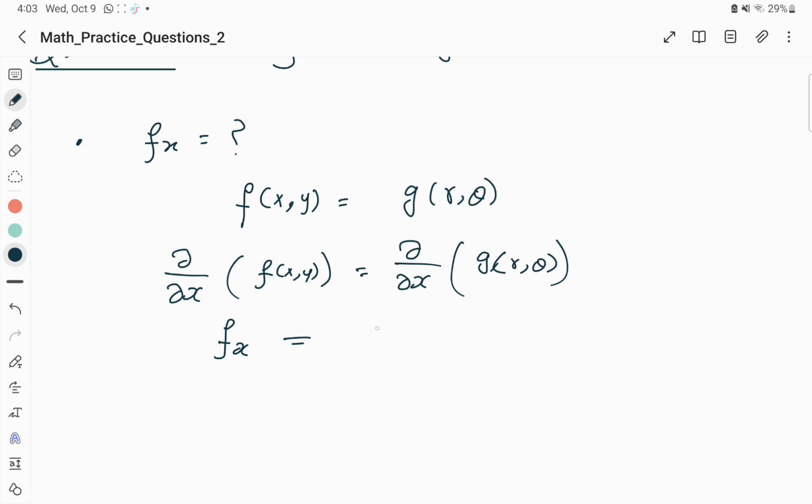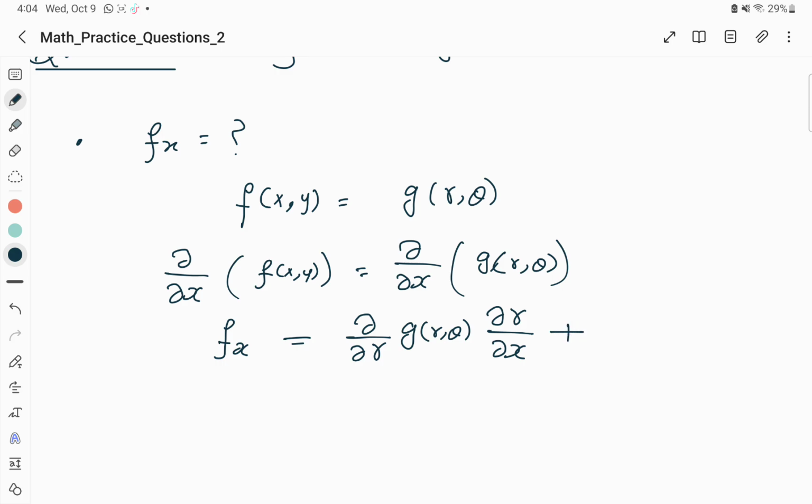So it will be the derivative of g with respect to r. I firstly apply the derivative with respect to r on g(r, theta), times the derivative of r with respect to x. This is the chain rule. If you can notice, this partial r is cancelled, and ultimately I'm left with partial g from here and partial x from here, which was given in the beginning.